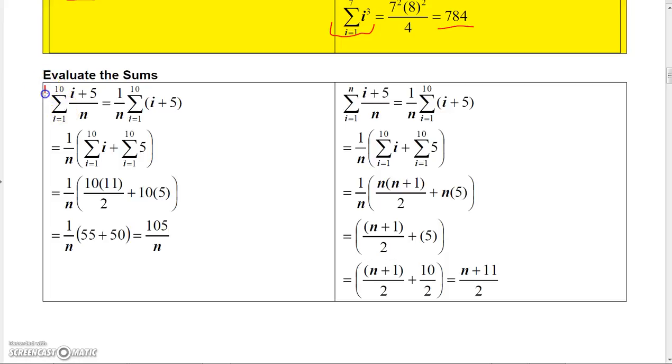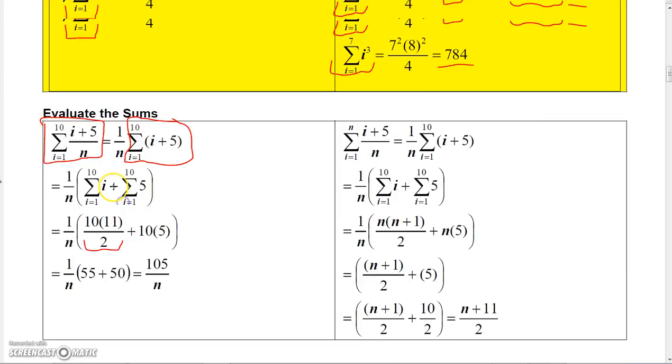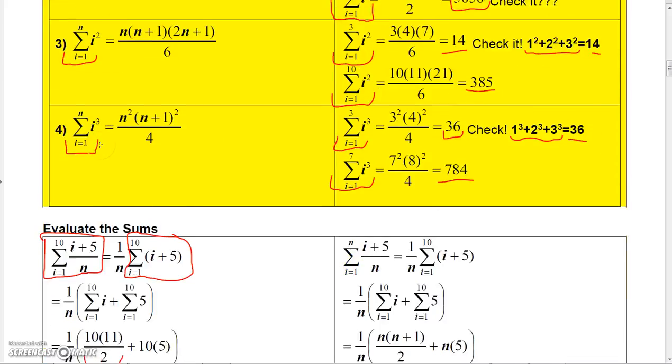So now what if we throw in something like 1 over n in here? In other words, what if I say the sum from 1 to 10 of i plus 5, over n? Well, we could factor the 1 over n out because that doesn't depend on i. And then this can be broken up using the sum property, sum of i plus sum of 5. And we know we can sum i from 1 to 10 using the first rule, or the second rule I gave you up here.